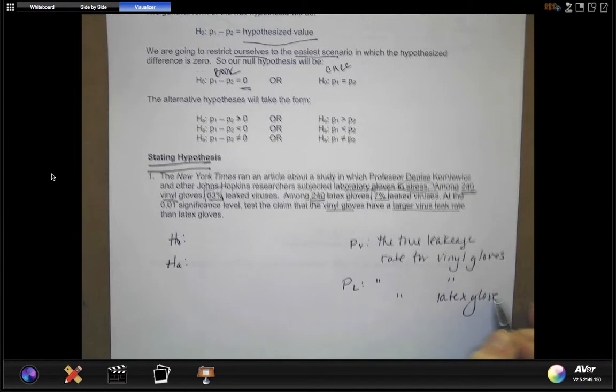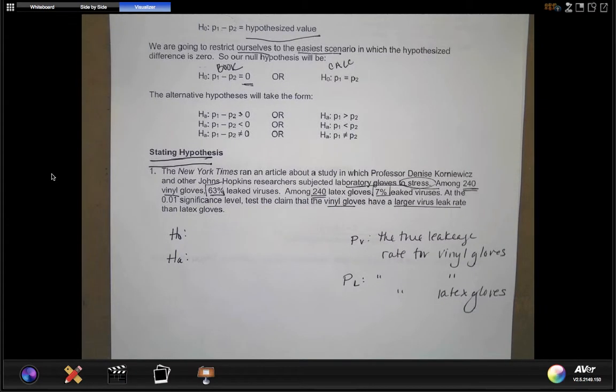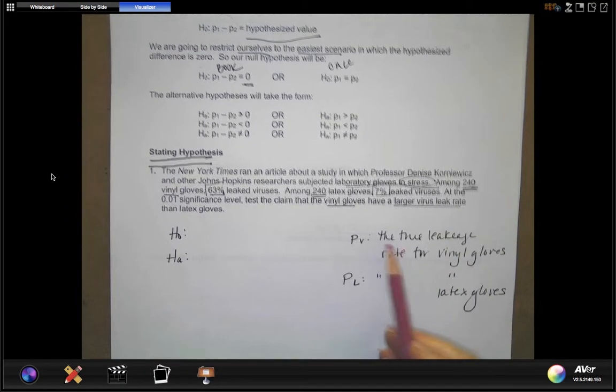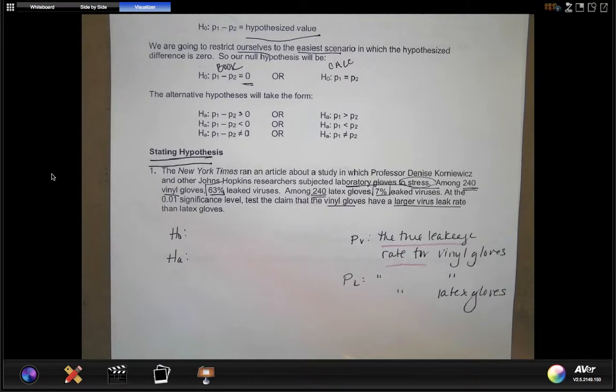Now with this here, I'm totally fine if you use the ditto marks. Basically that just means I'm repeating this right there. I'm totally fine that you do that because it's going to be the same thing, the true leakage rate for latex gloves. Like I said, if you want to call these 1s and 2s, go for it.